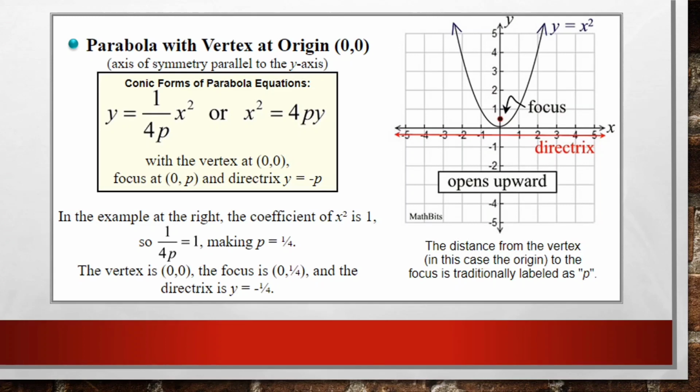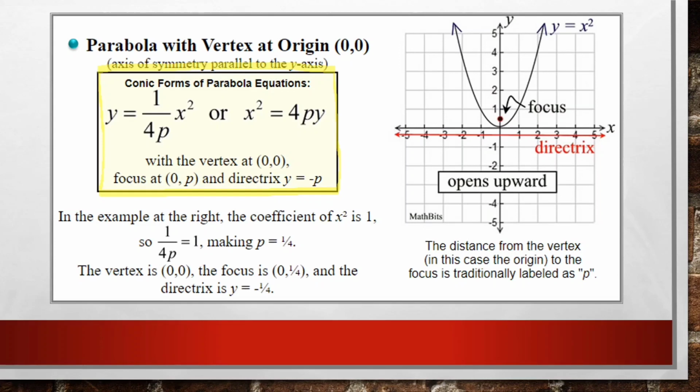Let's talk about parabola with vertex at origin, point 0, 0. The axis of symmetry parallel to the y-axis. As you can see, in the figure at the right, we have the equation y is equal to x squared. We have here the conic form of parabola equations. Y is equal to 1 over 4p x squared, or x squared is equal to 4py, with the vertex at 0, 0, the focus at 0, p, and the directrix is y is equal to negative p.